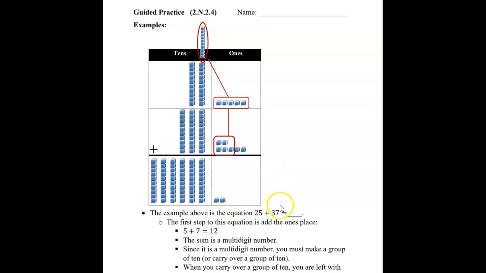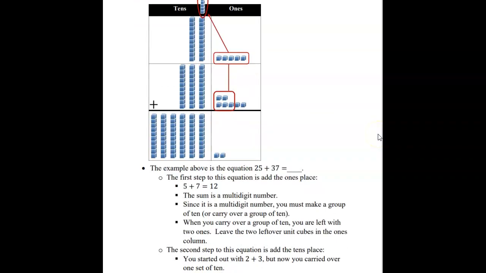The sum is a multi-digit number. Means more than 1. So since it's a multi-digit number, we have to make a group of 10. So that's what this is. They make a group of 10 and carry it over. I know this seems kind of complicated, but it's really easy once you practice. So when you carry over a group of 10, you're left with these 2 ones here. Leave the 2 left over unit cubes over here in the ones column, and then you're going to put that big 1 over here.